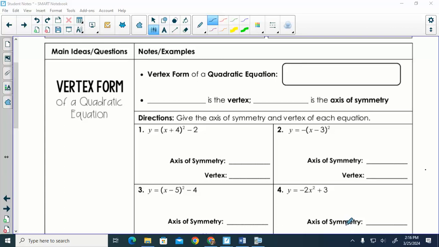One today. We'll start it. We're not going to get all the way through our notes. But we're looking at vertex form. So vertex form, y equals a times x minus h squared plus k.